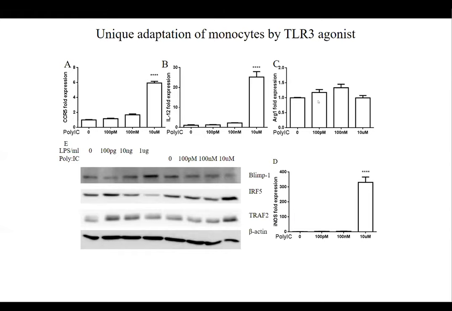And if you look at IRF5, with increasing doses of LPS, with higher dose LPS, we start to see the suppression of IRF5. Super low dose endotoxin, we see the increase of IRF5. But in contrast, if we use TLR3 agonist, with rising doses of TLR3 stimulant, we see rising levels of IRF5 in the cell. So clearly, the principle is that different TLR agonists can program the monocyte with different dynamics.